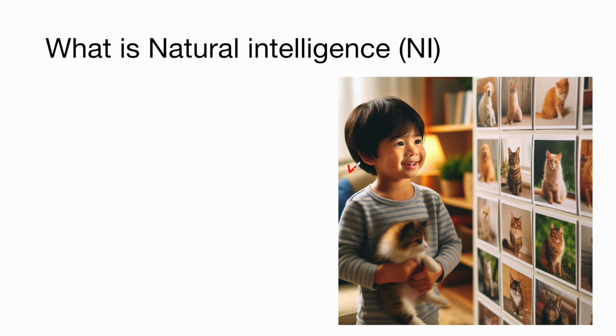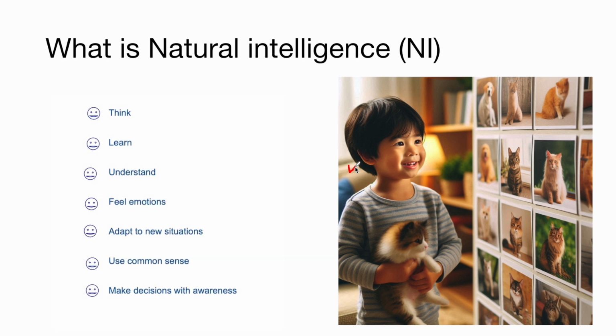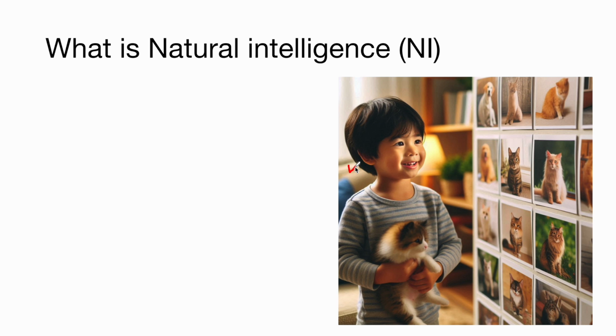Here, natural intelligence is a kind of intelligence that humans and animals are born with. Humans and animals get the intelligence by birth. That is natural intelligence. And this natural intelligence includes thinking, learning, understanding, feeling emotion, adapting to new situations, using common sense, and making decisions with awareness. It is called natural intelligence because it comes from biology, not from machines or programs, right?